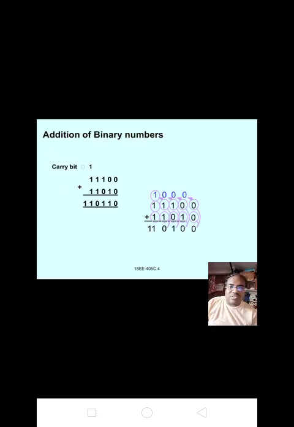Now another problem is also there. You tell, you draw, you complete this: 1 1 1 0 0 plus 1 1 0 1 0. Complete this. This is for clarification, to check whether it is correct or not. We are not gods. Whatever we do is not always correct. For checking purposes we are doing this. You want to perform the binary addition.